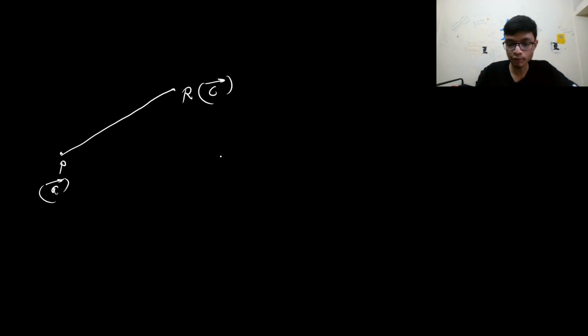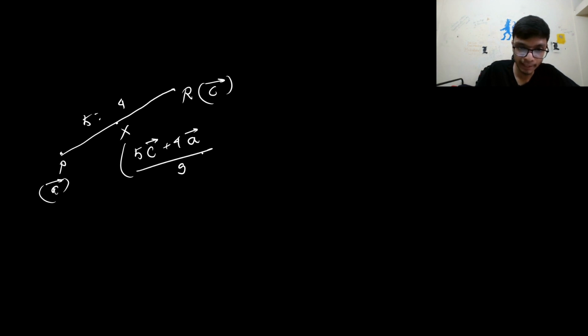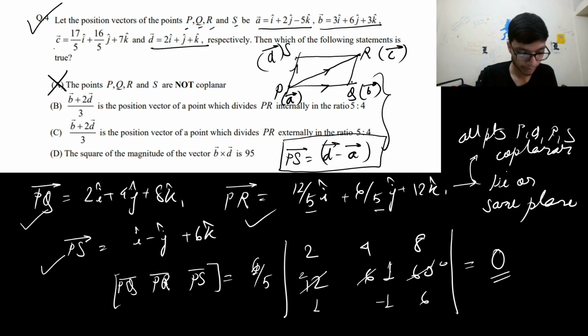If I have to divide internally in the ratio of 5:4, I get an unknown point. That unknown point will be 5 times C vector plus 4 times A vector divided by 9. Is that particular point similar to B vector plus 2 times D vector divided by 3? So let us check for it. How will we basically check for that?